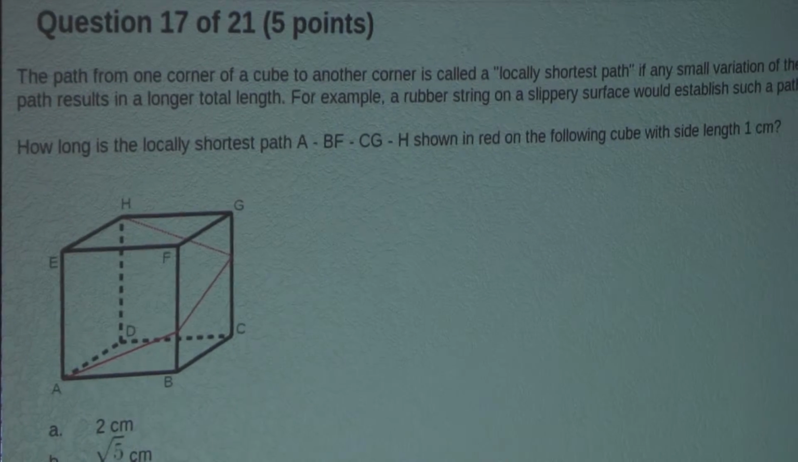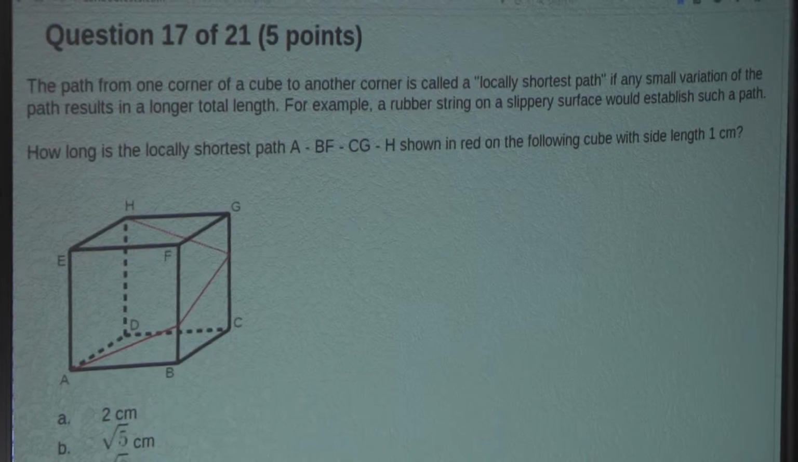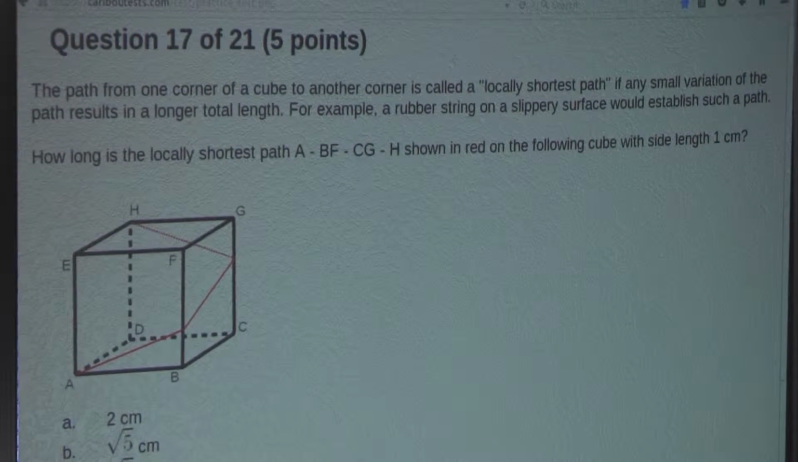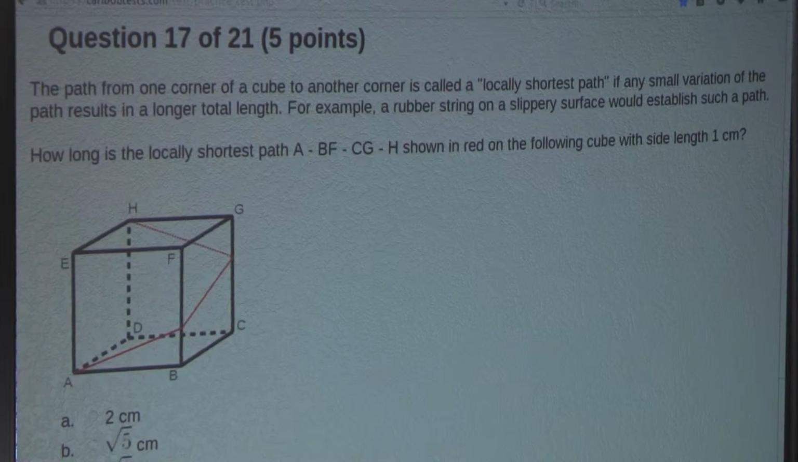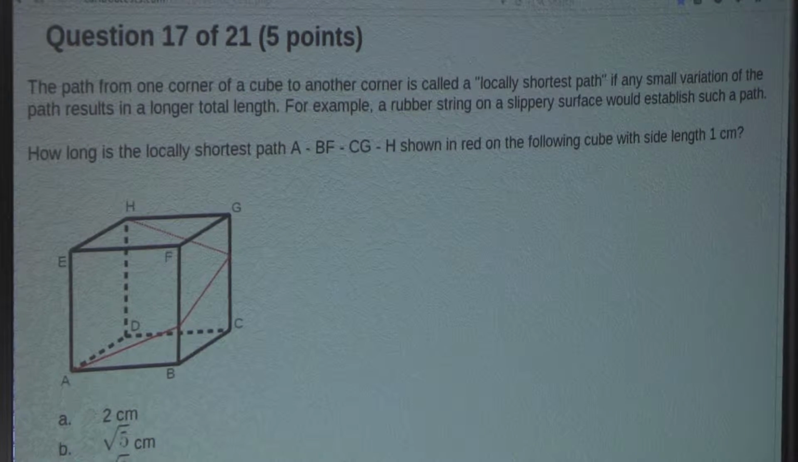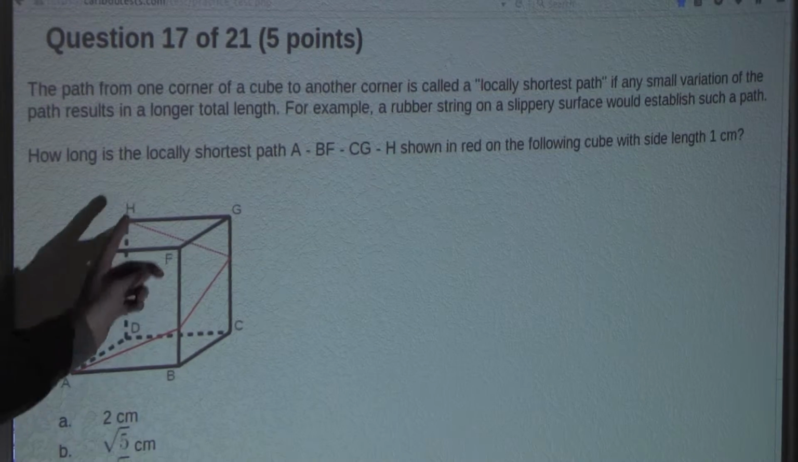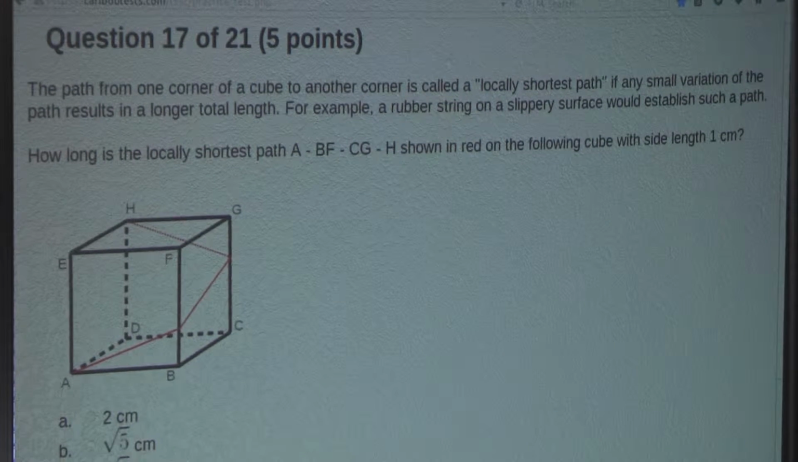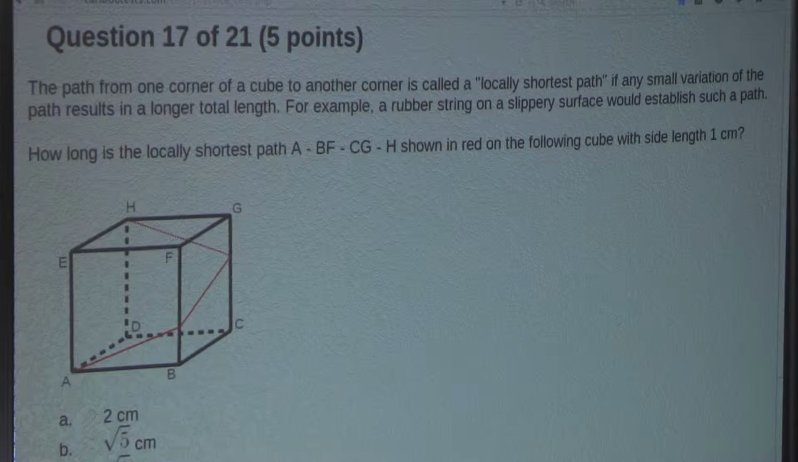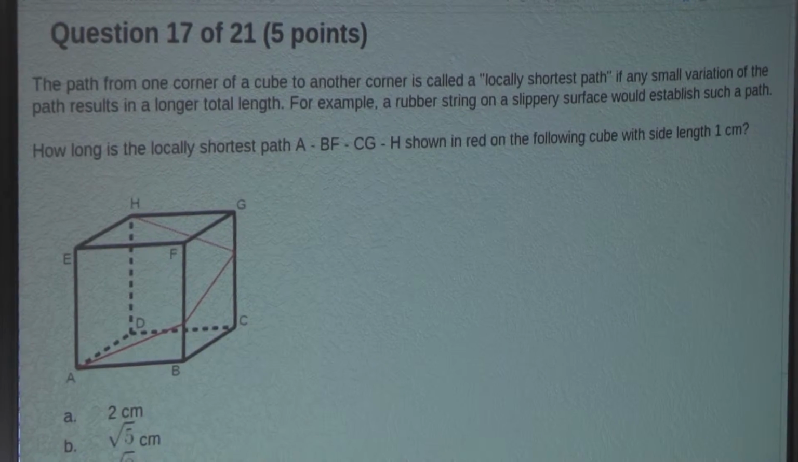So the question is, the path from one corner of a cube to another corner is called a locally shortest path, if any small variation of the path results in a longer total length. For example, a rubber string on a slippery surface would establish such a path. How long is the locally shortest path, A to BF to CG to H, shown in red on the following cube with side length 1 centimeter?